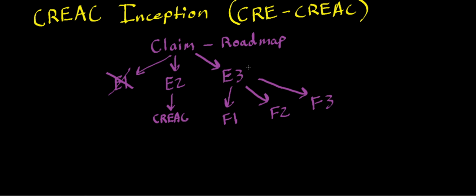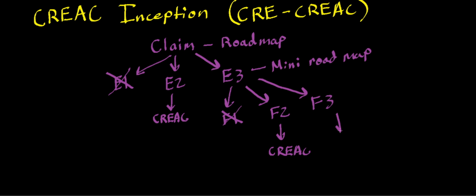And so what you want to do is basically to just start over and create a mini roadmap for element 3 and say factor 1 is obvious, factors 2 and 3 are more controversial, and then do a separate Cre-Creac. Basically start over the Cre-Creac once you get to these non-obvious factors.